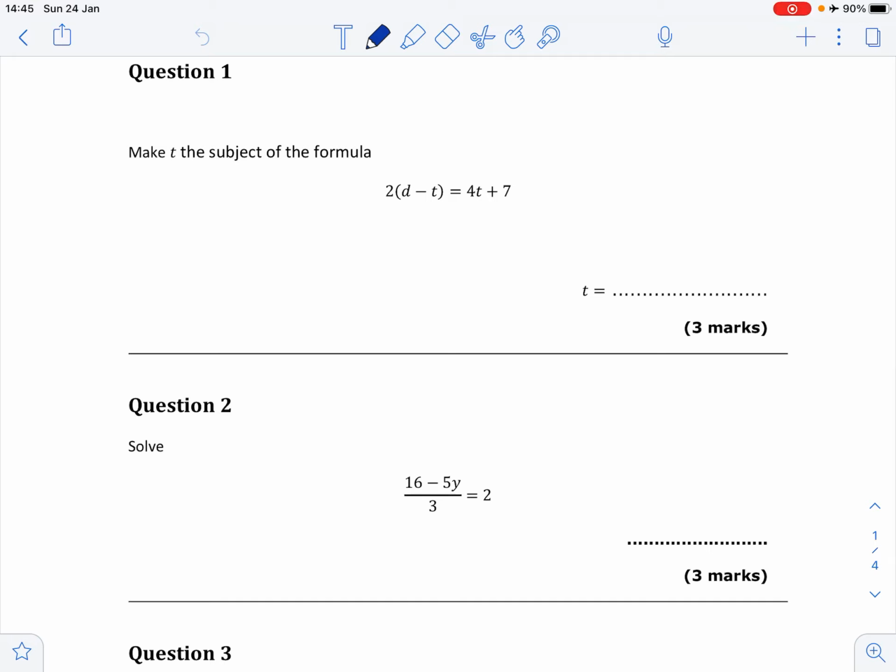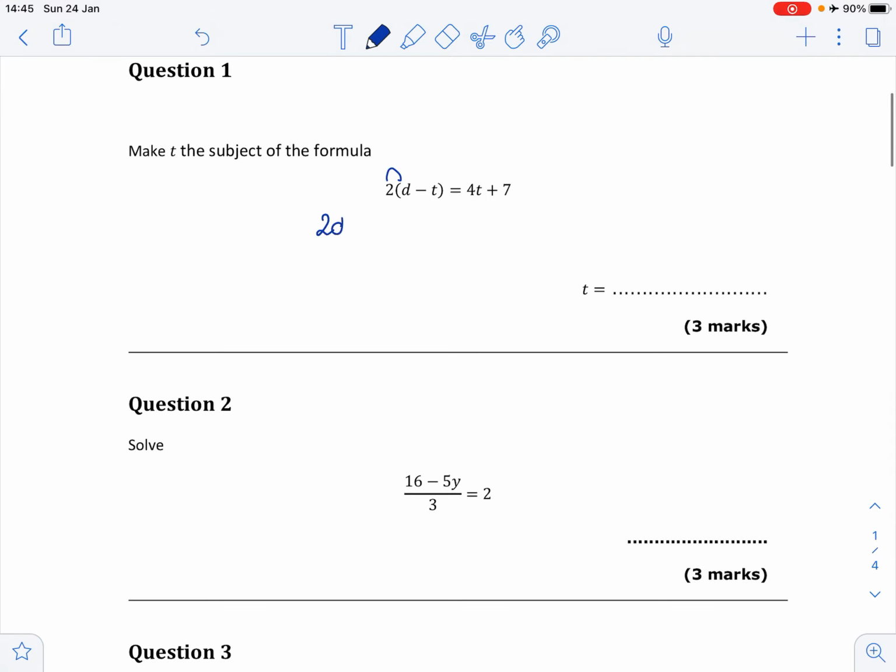So firstly, we're going to expand our bracket. So 2 multiplied by d is 2d. 2 multiplied by minus t is minus 2t. So it's really important we recognize this is minus. It equals 4t plus 7.